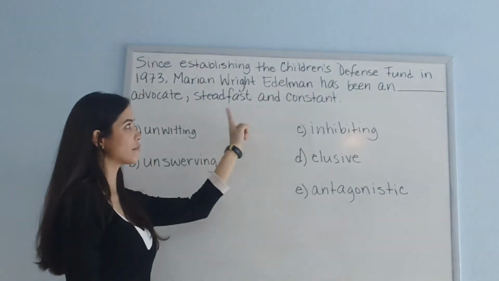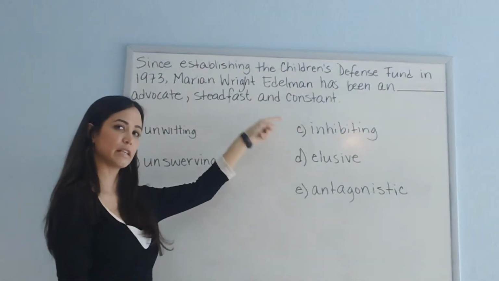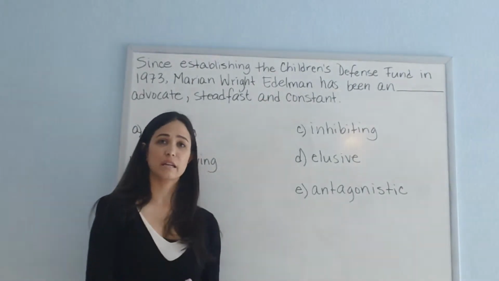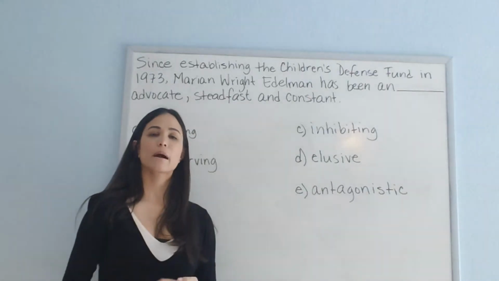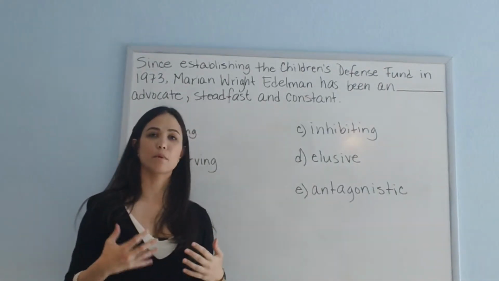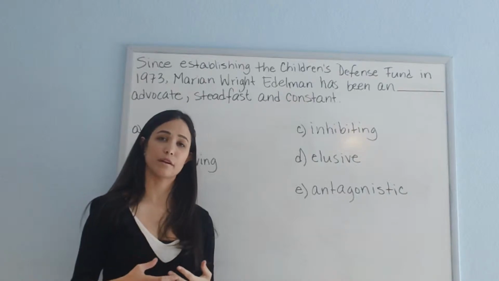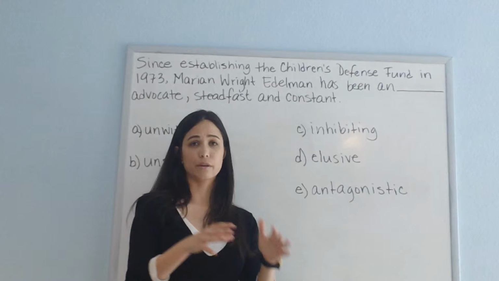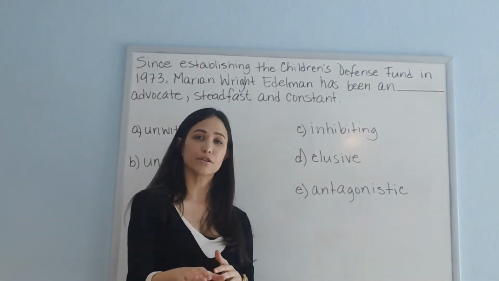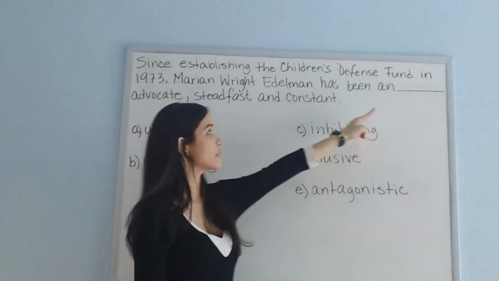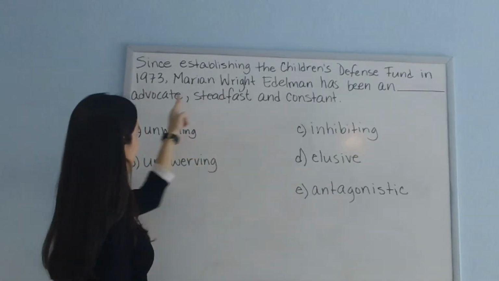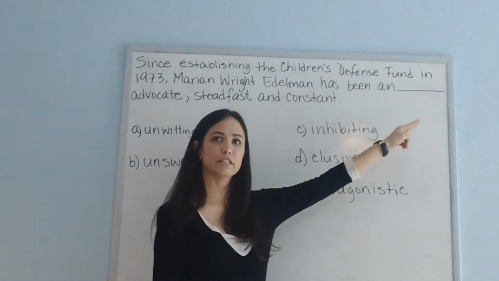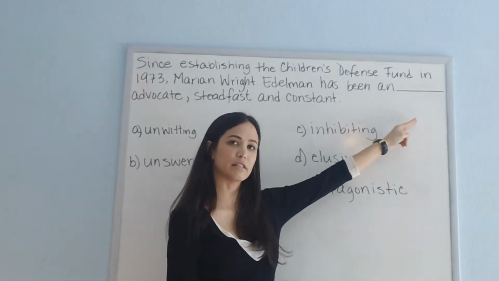Even if you don't know both of these words, you might know one and you might notice that it's positive. Connotation can really help you in this. Denotation is the dictionary definition of a word, whereas connotations are all the things we bring up emotionally or associatively when we hear a word. So I like to think that most words either have a positive connotation or a negative connotation. Granted, there are neutral words, but in this case, we see words like steadfast, constant, advocate, and something positive like the Children's Defense Fund. We know it's going to be a word with a positive connotation.